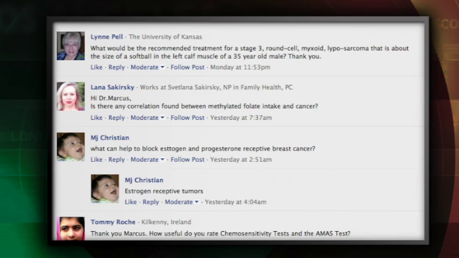Okay, always those difficult words. From Lynn: what would be the recommended treatment for stage 3 round cell myxoid lymphosarcoma? Okay, this is about the sarcoma, the size of a softball. Yeah, it's a soft tissue malignant tumor called sarcoma, and I need to know in what region the patient developed this sarcoma.